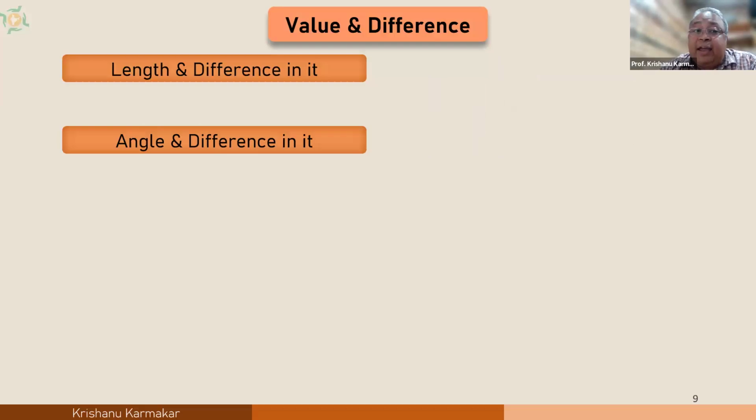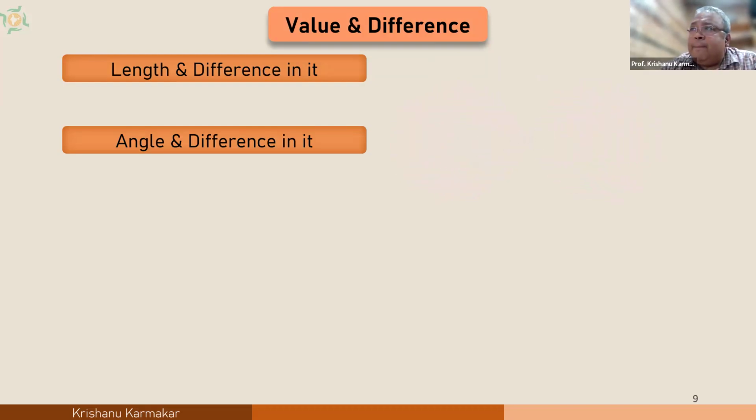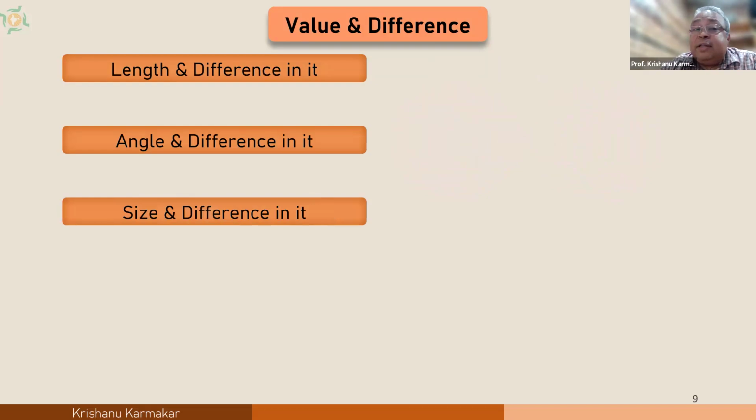So next is angle and the difference in angles. The difference in angle is not very good, I would say, but as long as the number of categories is small, it is quite okay for representing the difference in value. Then the size of the geometric shapes can also represent the difference in quantitative values. Usually we take bigger sized objects to represent bigger values and smaller sized objects to represent smaller values.